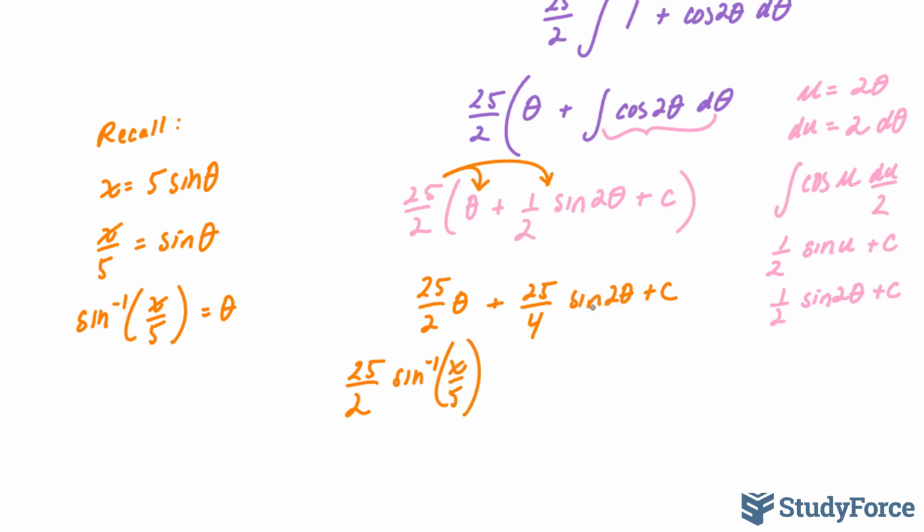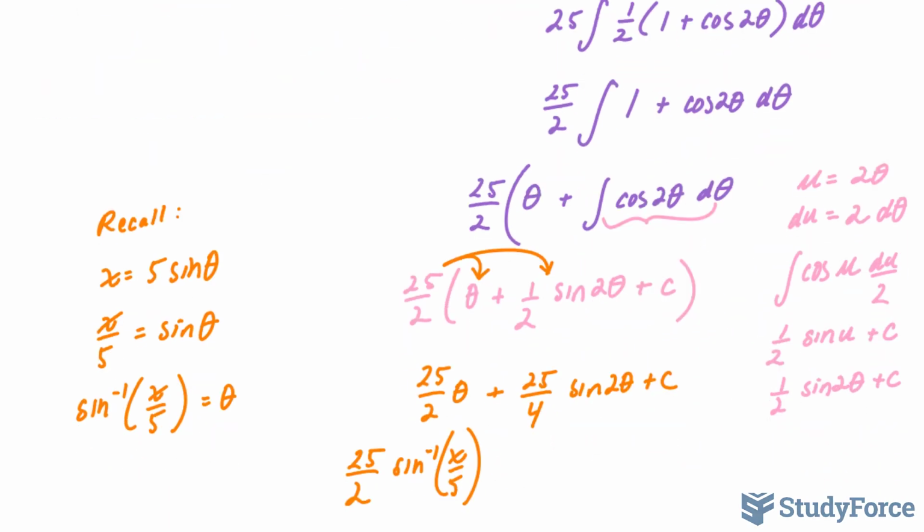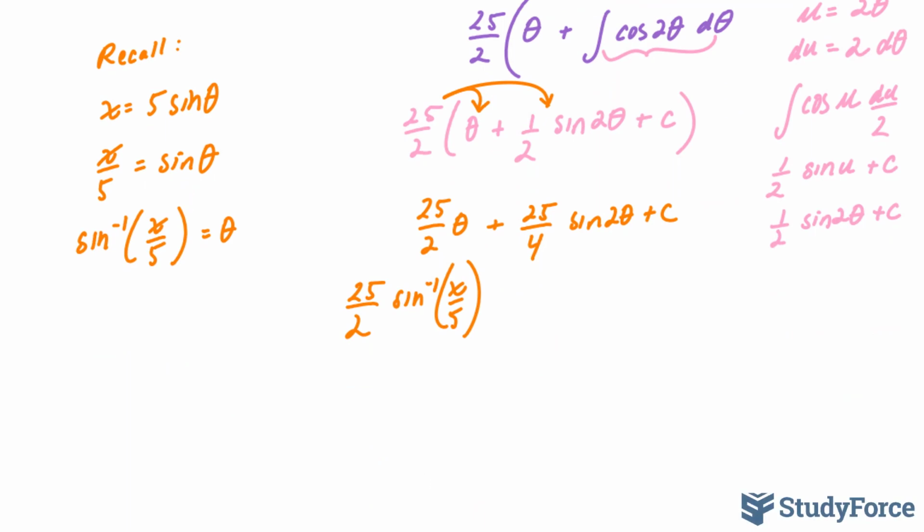Now this part is the tricky part, and at the beginning we were told that this is a helpful identity, a double angle identity, where sine 2 theta is equal to 2 times sine times cosine. So let's use that instead of this. Plus 25 over 4, 2 sine theta cosine theta plus c. And now what we can do is replace these thetas with this.